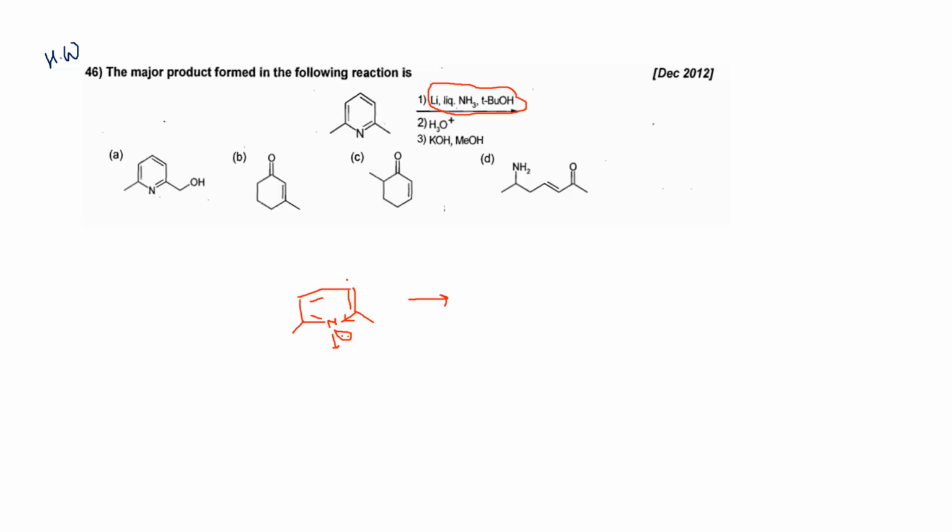Therefore, we are considering this as an electron withdrawing group. So what happens in case of an electron withdrawing group in this Birch reduction? I have already explained the shortcut. If you consider this as an electron withdrawing group, then you have to keep the electron withdrawing group and draw 2 double bonds beside this. So it will be formed.